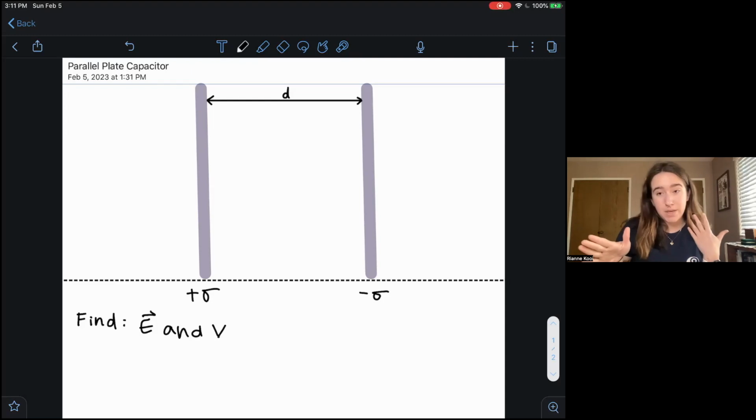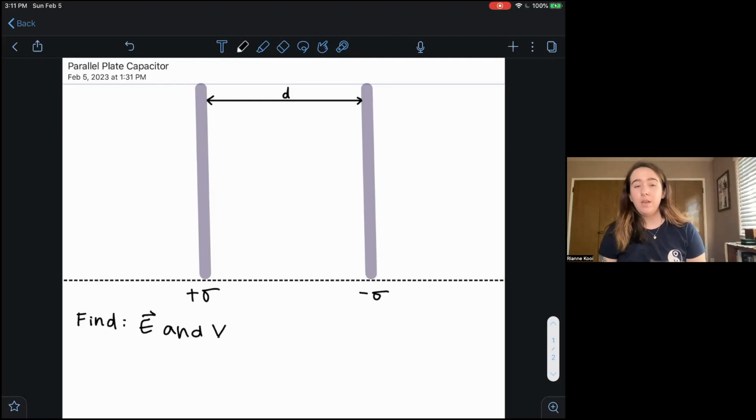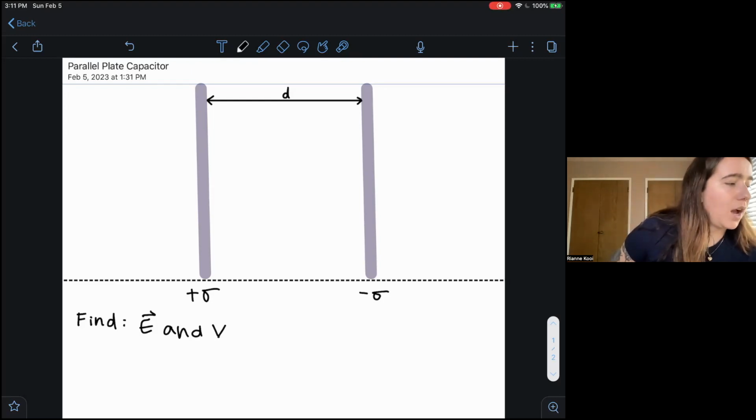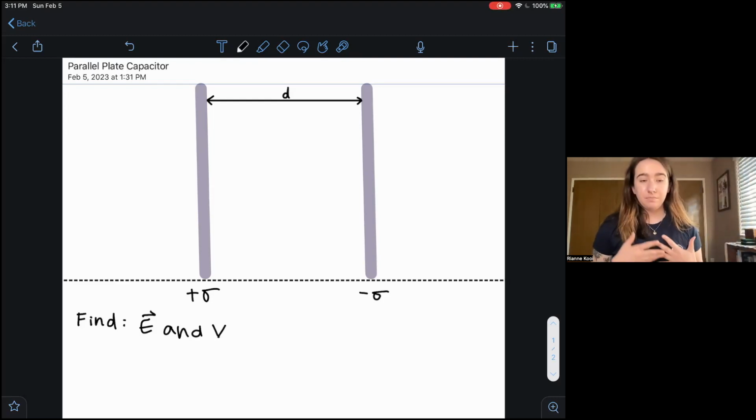So this is a little sneak peek, but we're going to find the E field between the two plates, and then we're also going to find the potential between the plates. More specifically, we can find the potential difference between them, but we'll go through and find just the potential. So yeah, let's just get right into it.